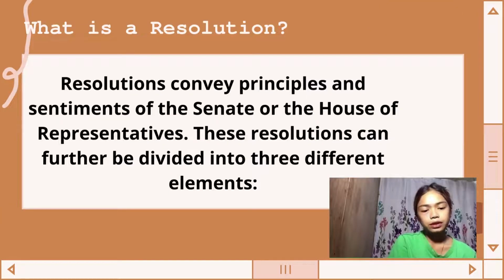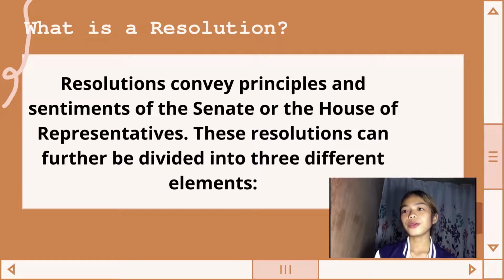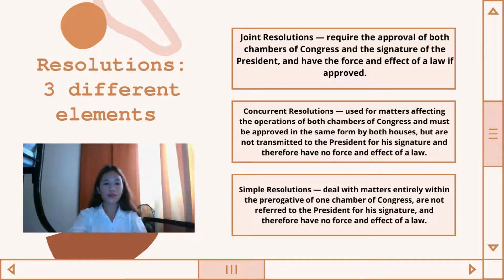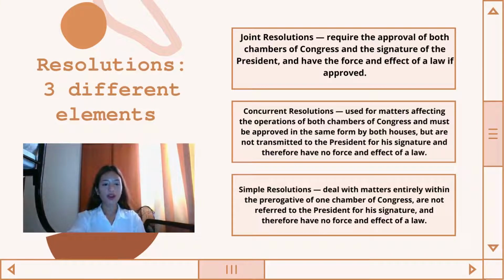Resolutions convey principles and sentiments of the Senate or the House of Representatives. These resolutions can further be divided into 3 different types, which are joint resolutions, concurrent resolutions, and simple resolutions. Joint resolutions require the approval of both chambers of Congress and the signature of the President, and have the force and effect of a law if approved.